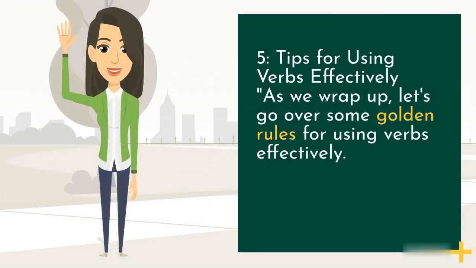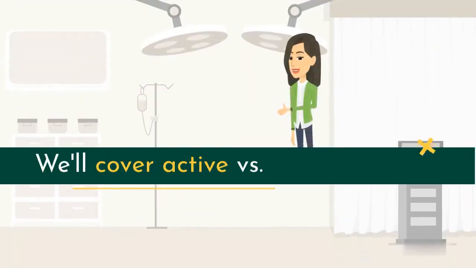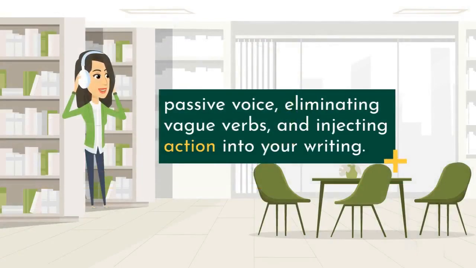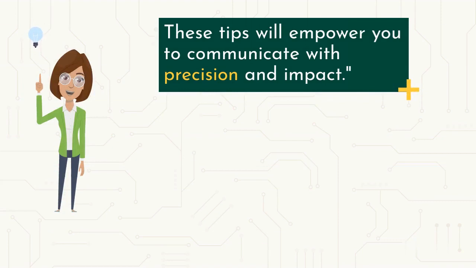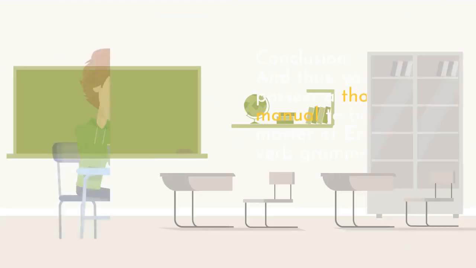5. Tips for using verbs effectively. As we wrap up, let's go over some golden rules for using verbs effectively. We'll cover active versus passive voice, eliminating vague verbs, and injecting action into your writing. These tips will empower you to communicate with precision and impact.